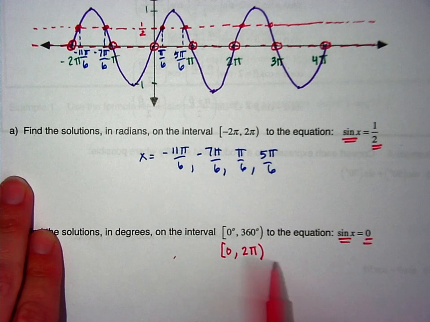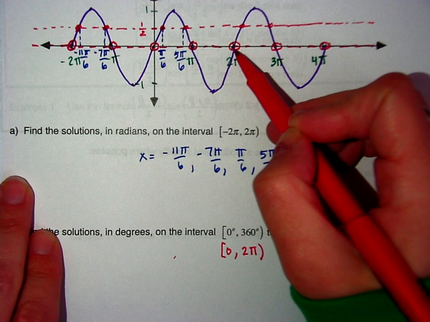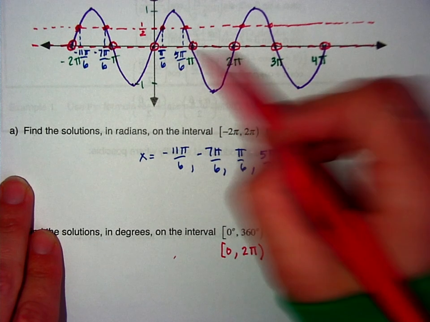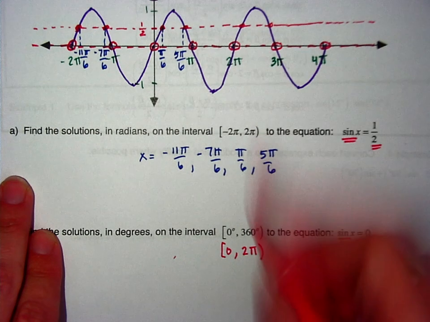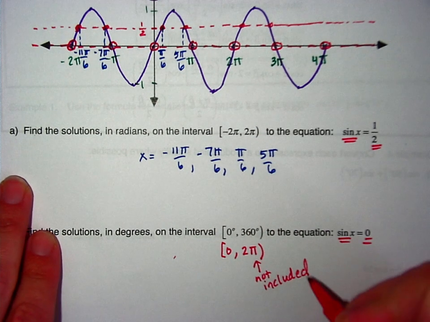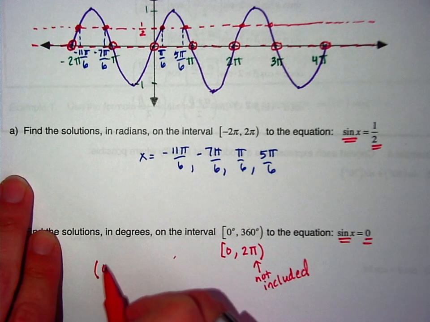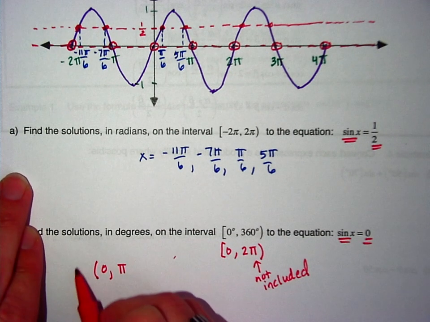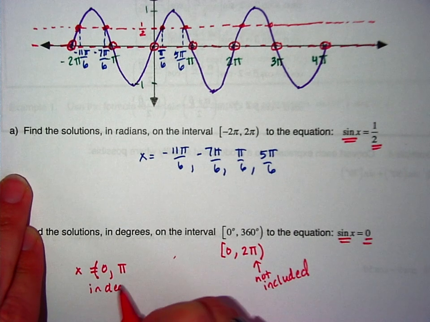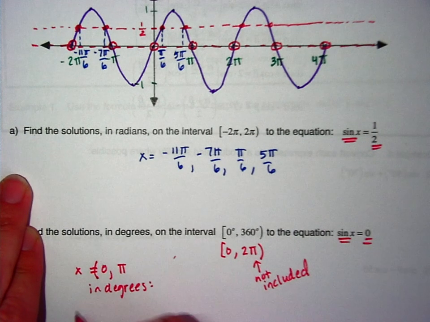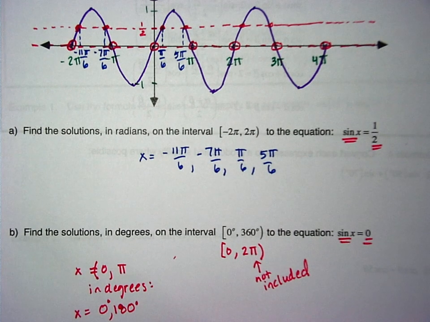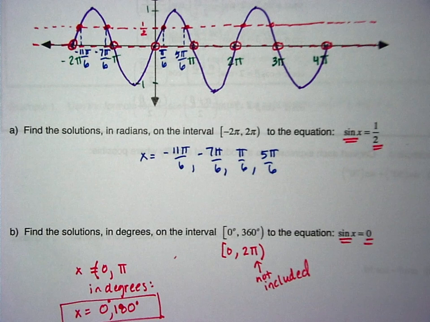So from 0 to 2 pi is only in this interval from here. So notice there are 3 solutions at 0, pi, and 2 pi. But remember, 2 pi is not included. And so that would not be one of my solutions. So really, my answers would be 0 and pi. Let's say x equals 0 and pi. But it wants it in degrees. So I would change that to 0 and 180 degrees. And those would be my two solutions.